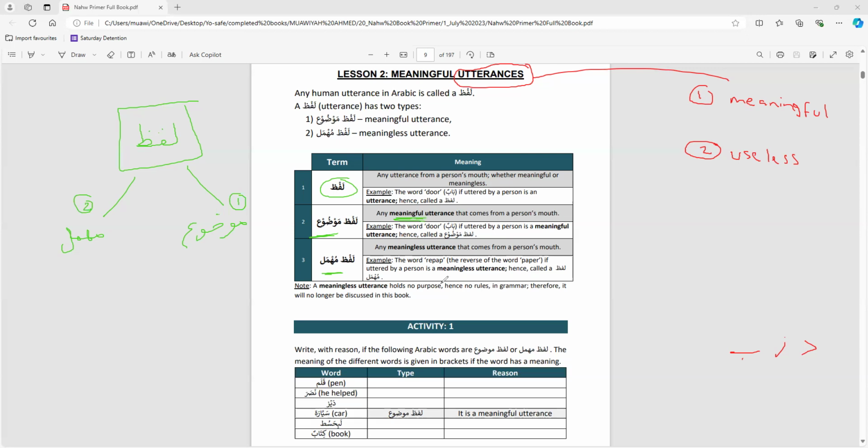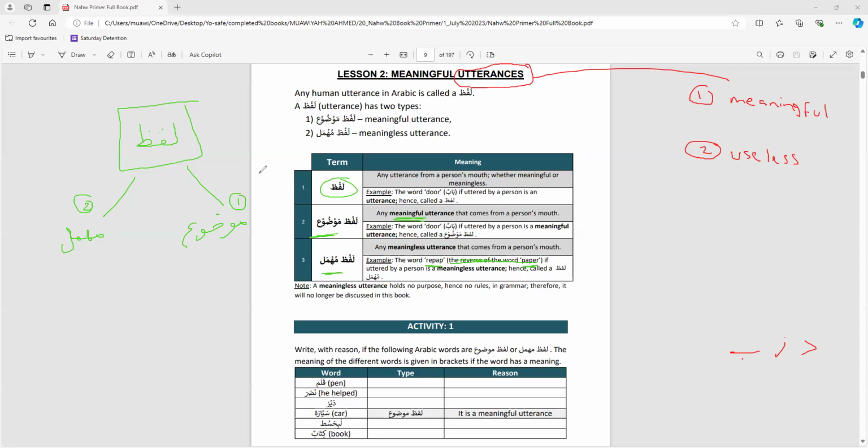Muhmal is a meaningless utterance. So it's an utterance which doesn't have a meaning. For example, in English, I just randomly picked a few letters and joined them together. Repop. What does repop mean in English? Nothing. It's just a meaningless utterance. By the way, that word repop came from the word paper. The reverse of paper is repop. But anyway, forget the reverse, that's irrelevant here. The main thing is the word repop. What meaning does it have? Nothing. So it's a meaningless utterance. In Arabic, you call it muhmal.